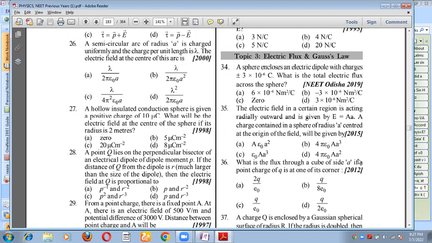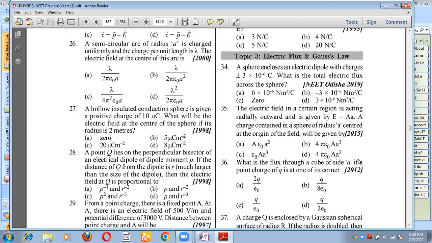So question 34 says, a sphere encloses an electric dipole with charges plus 3 into 10 power minus 6 coulomb and minus 3 into 10 power minus 6 coulomb. Two charges are there. The question asked is, what is the total electric flux across the sphere?